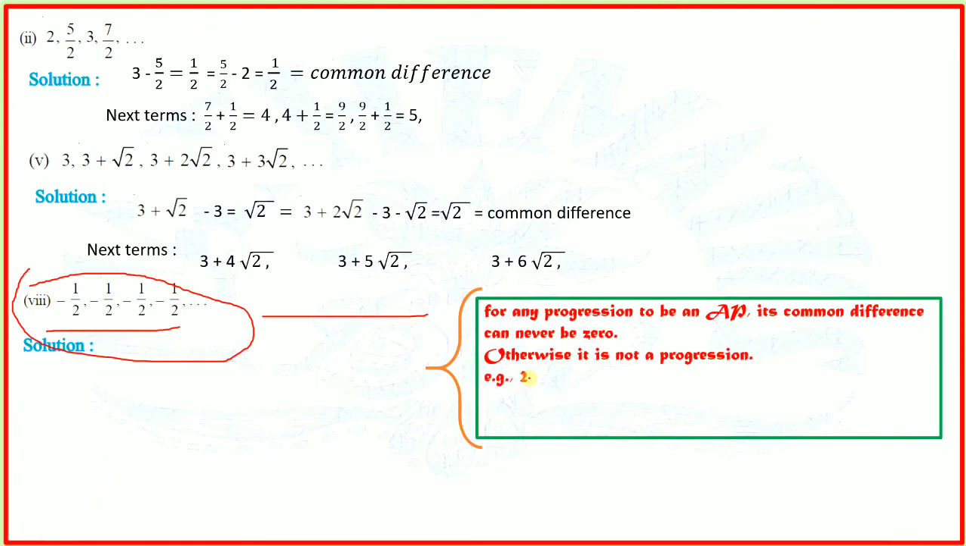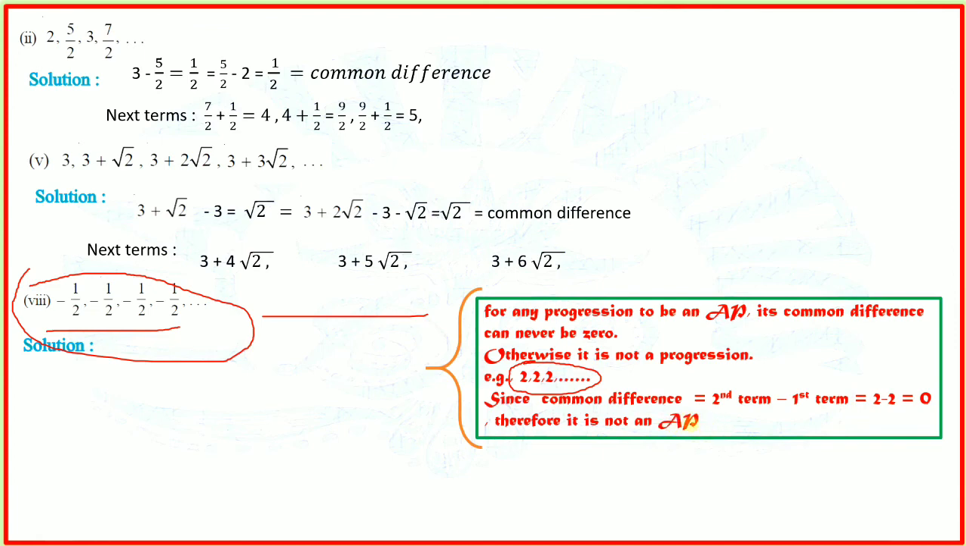For example, 2, 2, 2: first term is 2, second is 2, third is 2, everywhere 2. Since the common difference, that is second minus first term, equals 2 minus 2, that is 0. So the common difference is 0, therefore this is not an AP. Okay, so I hope this is clear. If it is clear, then we will go for this question.